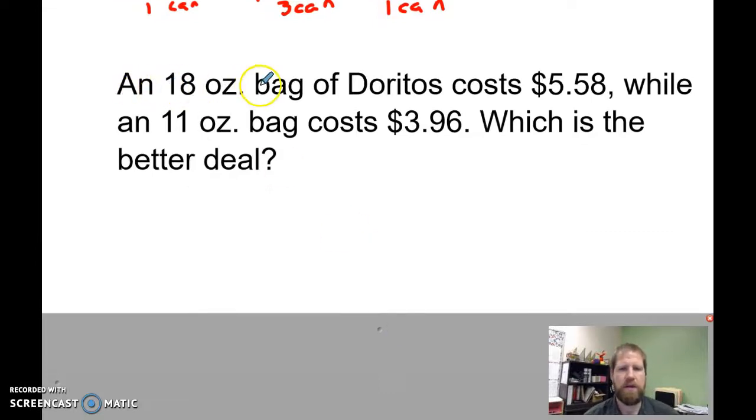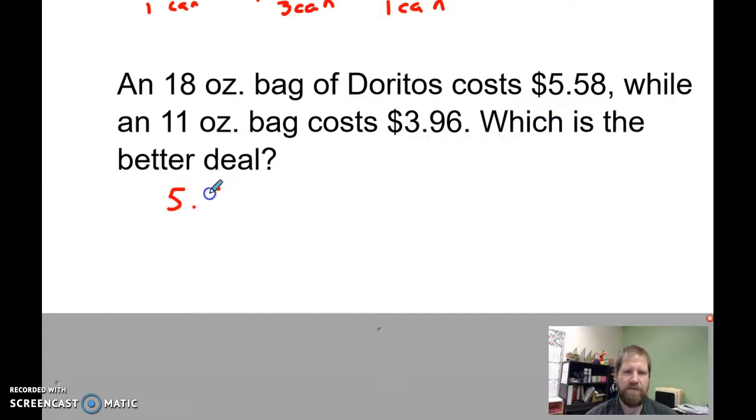An 18-ounce bag of Doritos costs $5.58, while an 11-ounce bag costs $3.96. Which is the better deal? This one might be a little more difficult to figure out. Okay, we're going to have to change it to unit rate. I can't just look at that and say, oh yeah, this one's definitely the better deal, or this one's definitely the better deal. All right, you're going to need to do the division. So let's set it up. Our first job is to set it up in fraction form.